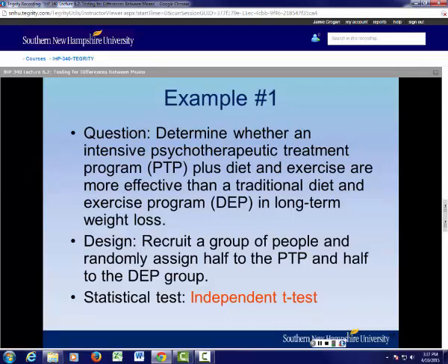You could probably measure a whole bunch of other variables too. If we drew blood on these people, we could measure cholesterol. We could measure blood glucose. We could measure a whole bunch of things. For each of those variables, you would perform a t-test. Is cholesterol different between the 2 groups? Is weight loss different between the 2 groups? Each of those analyses would be a separate independent t-test.